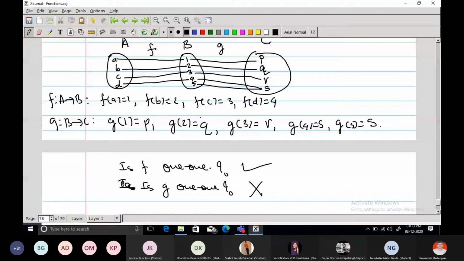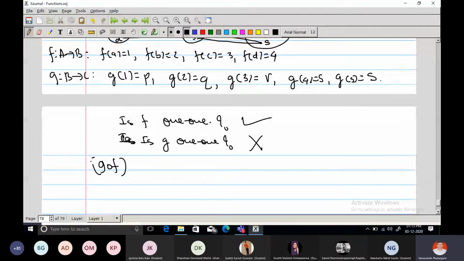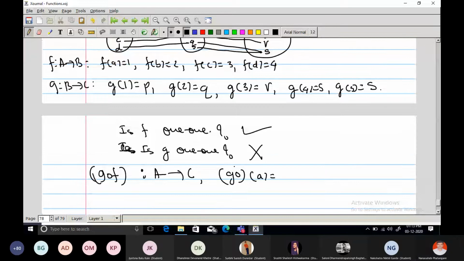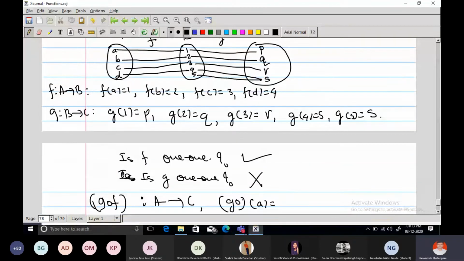What is g composite f? g composite f is from A to C. And what is g composite f of a? What is the image of a under g composite f? What is it? P.